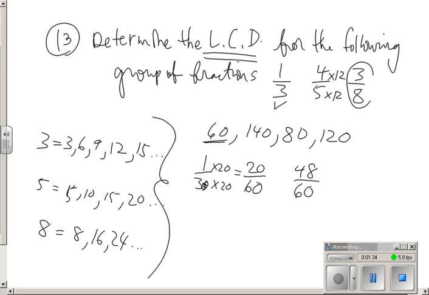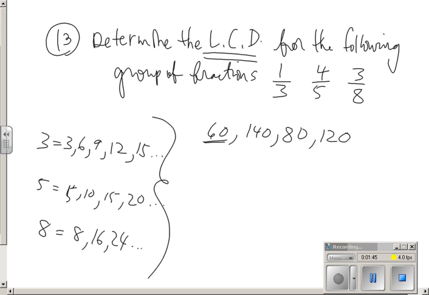But then we get to the third one with 8, and I can't multiply 8 by a whole number to get 60, so it cannot be used to have a common denominator. So I'll just back up in time here and figure out that doesn't work. So we can eliminate 60 as being one of the common denominators.